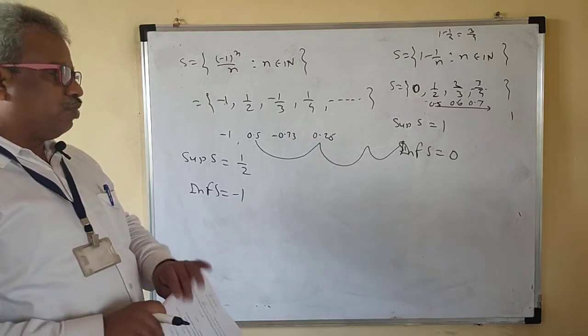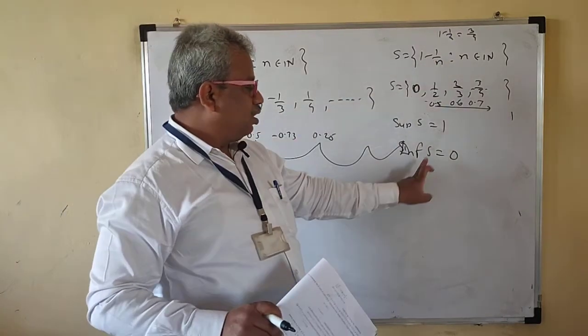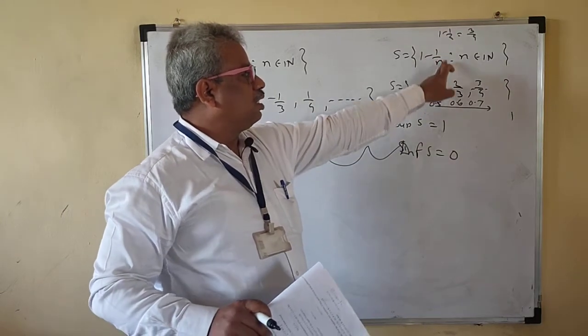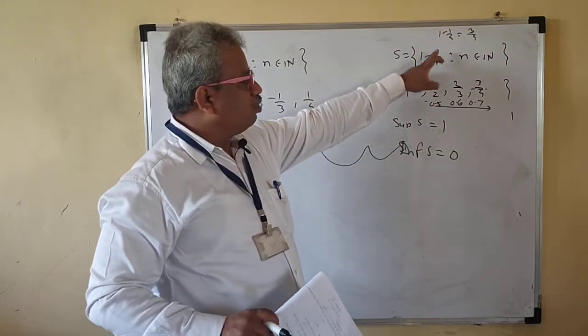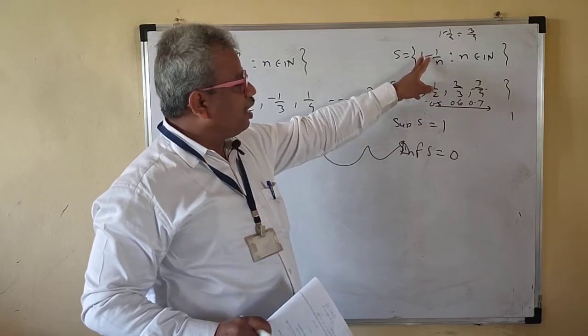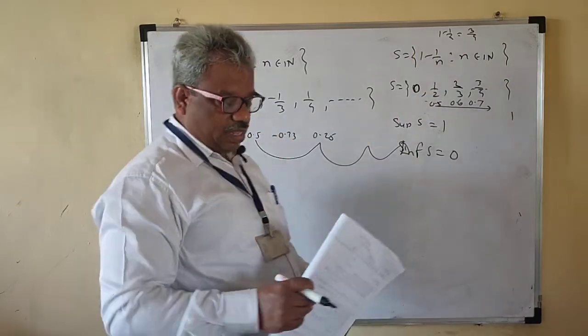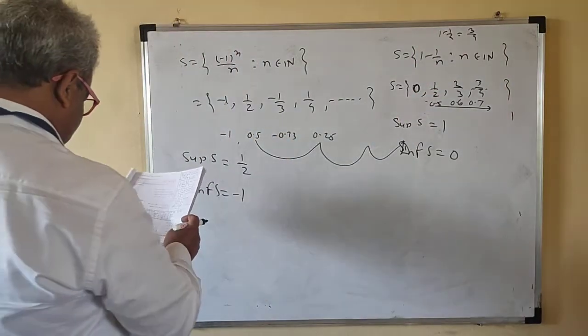So the supremum of the set is 1. That means this is 0, then 1. So the maximum value is 1 and the minimum value is 0. Easily you can write this.